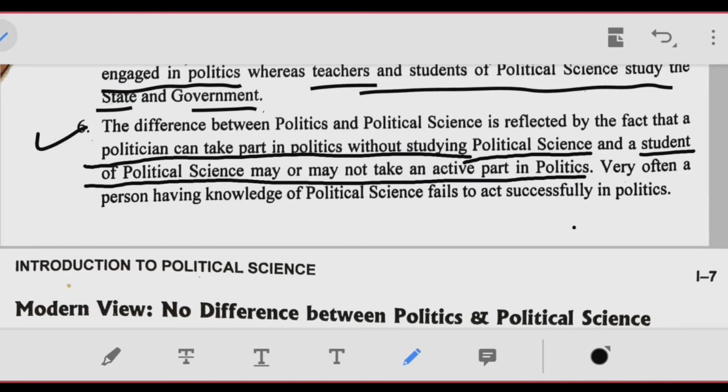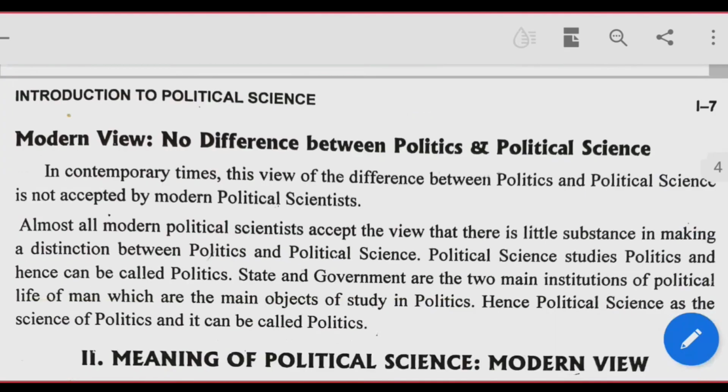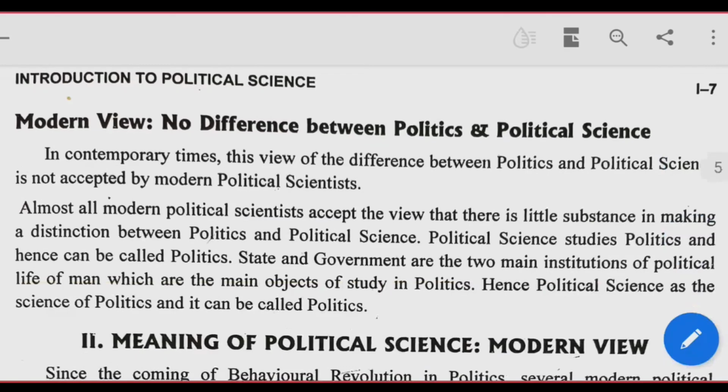So this is all about the differences between politics and political science. In one sentence, the day-to-day work of the government is politics, whereas the study of state and government is political science. Everyone can be involved in politics, but political science is studied only by students. It is not necessary that those who have studied political science can actively take part in politics. But those who don't have any idea of political science also become successful in politics. So that was all about the difference between politics and political science.